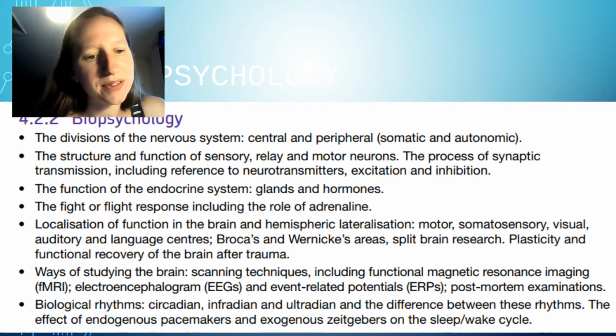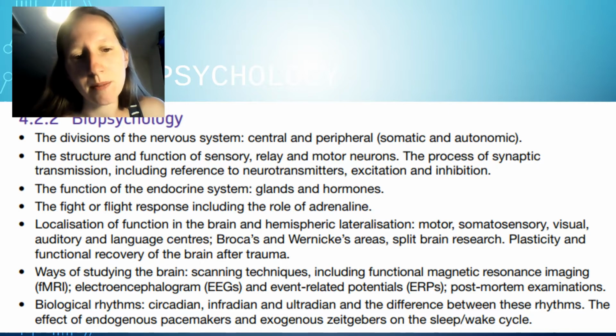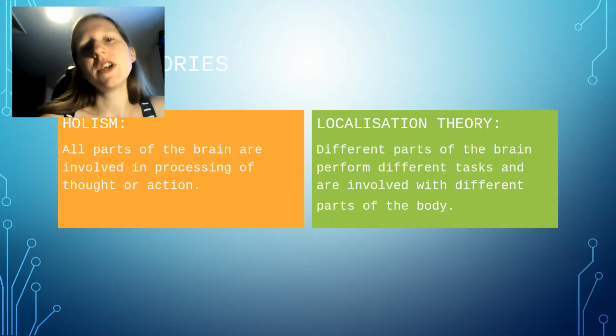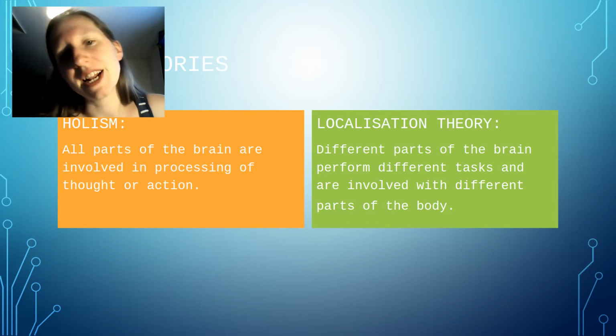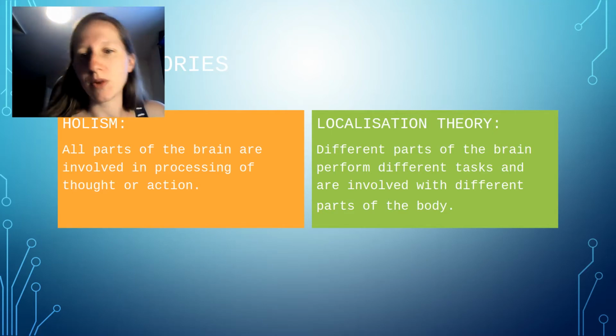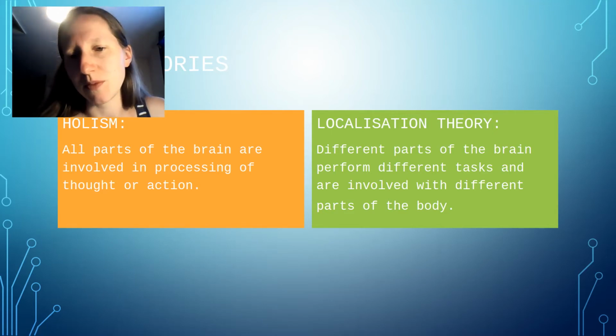This is A-level psychology, year 2, and we're looking specifically at localization of function in the brain, and at evaluating that. The first thing we've looked at in class is localization theory, where different parts of the brain perform different tasks and are involved with different parts of the body.